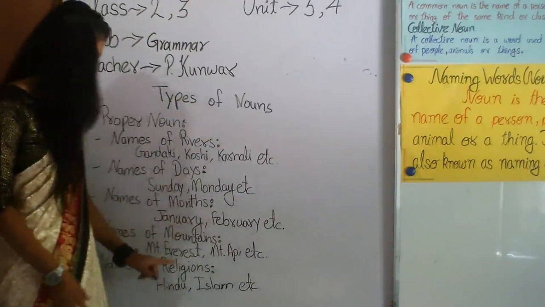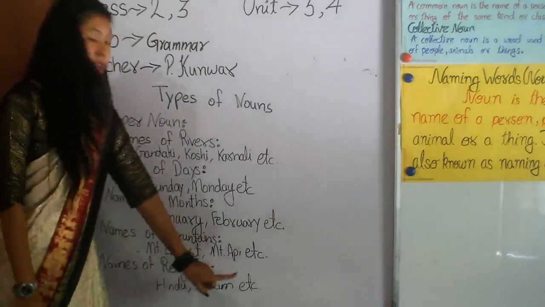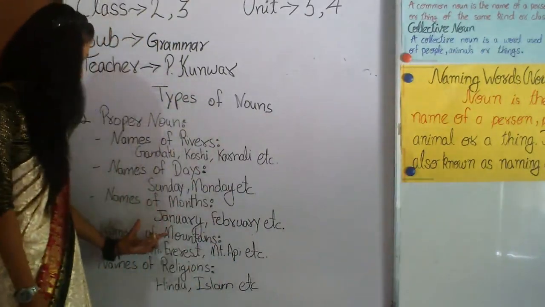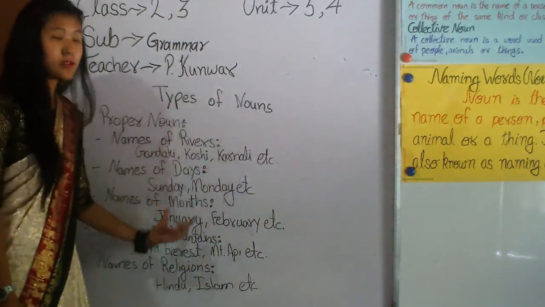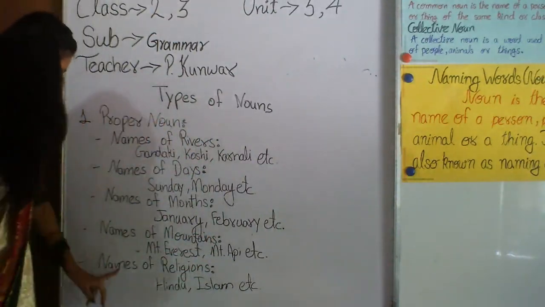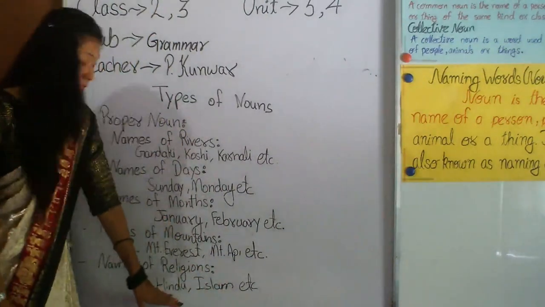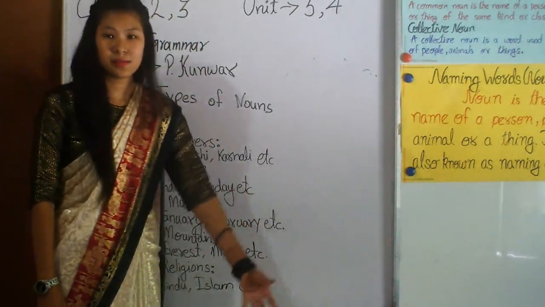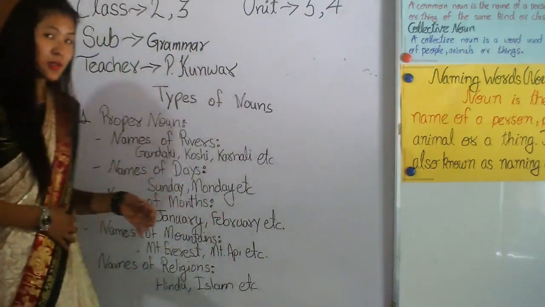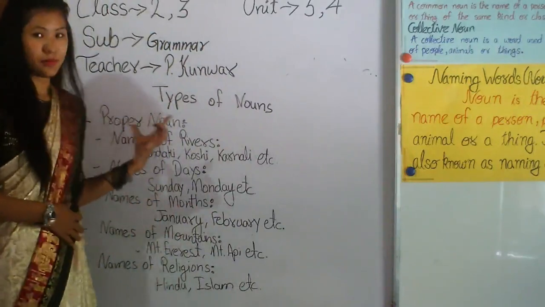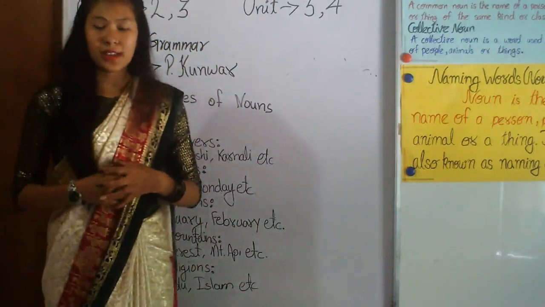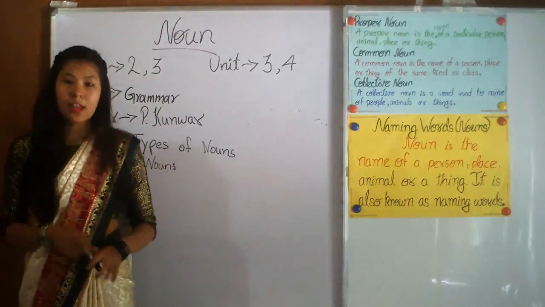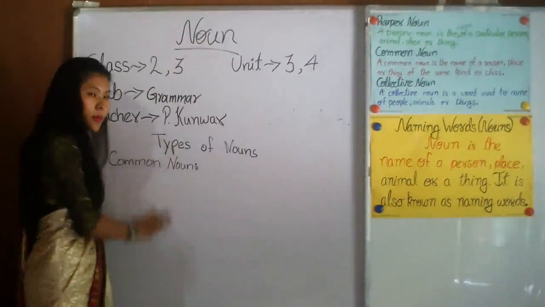Names of mountains: Mount Everest, Mount Api, Mount Annapurna, etc. These are also proper nouns. Names of religions like Hindu, Islam, Buddhism, Christian, Sikhism, etc. are also proper nouns. Hope you understand about proper noun. We have learned about proper noun. Now let's read about common noun.